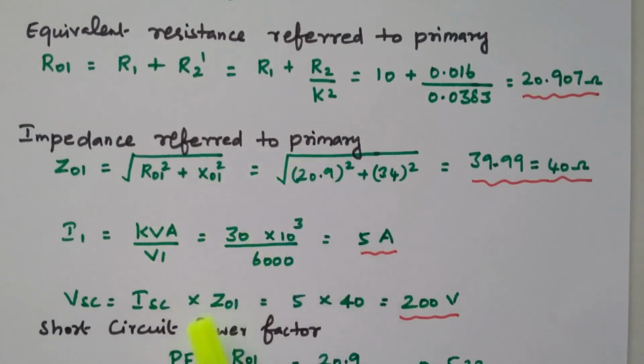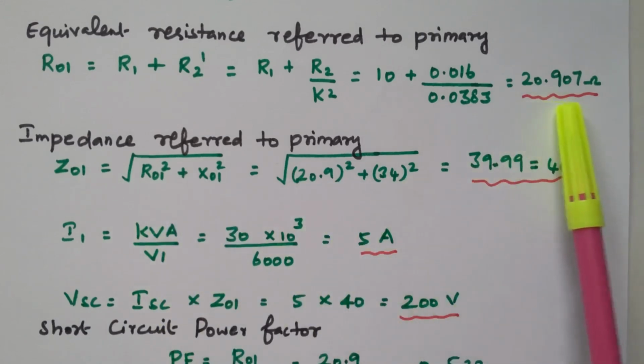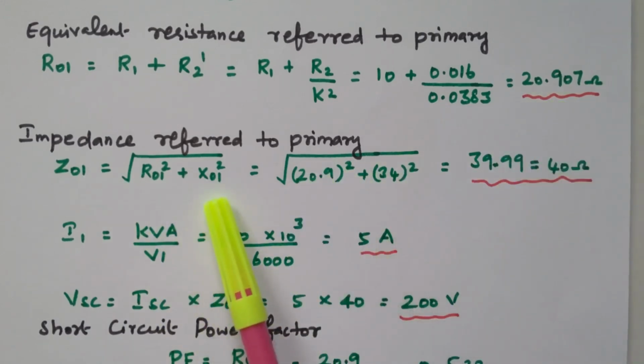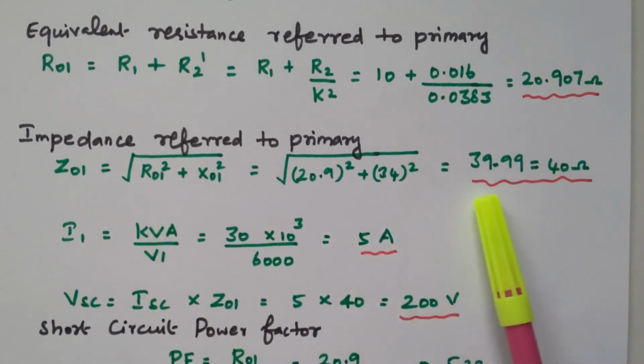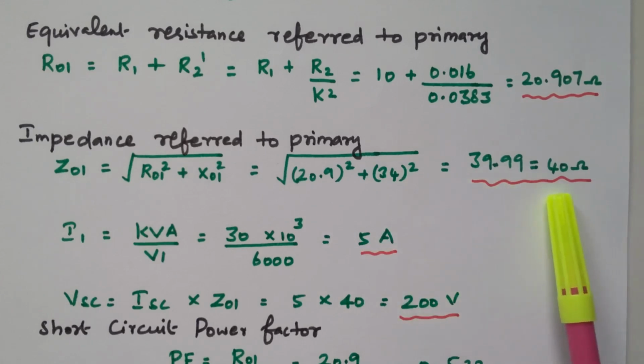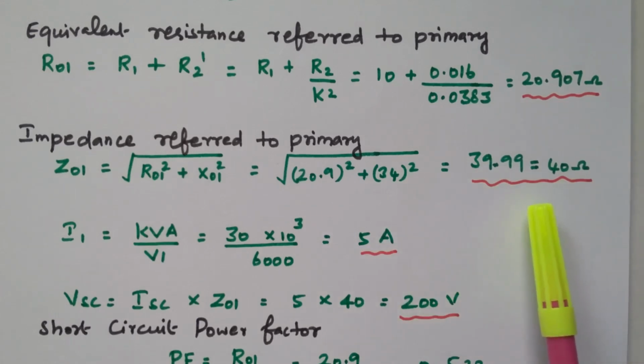Impedance referred to the primary. Z01 equal to square root of R01 square plus X01 square. The general formula. The R01 we calculated is 20.907. X01 is given in the problem itself, 34. By simplifying this we got 39.99, that is nearly 40 ohm. The impedance of the transformer referring to the primary is 39.99, nearly equal to 40 ohm.